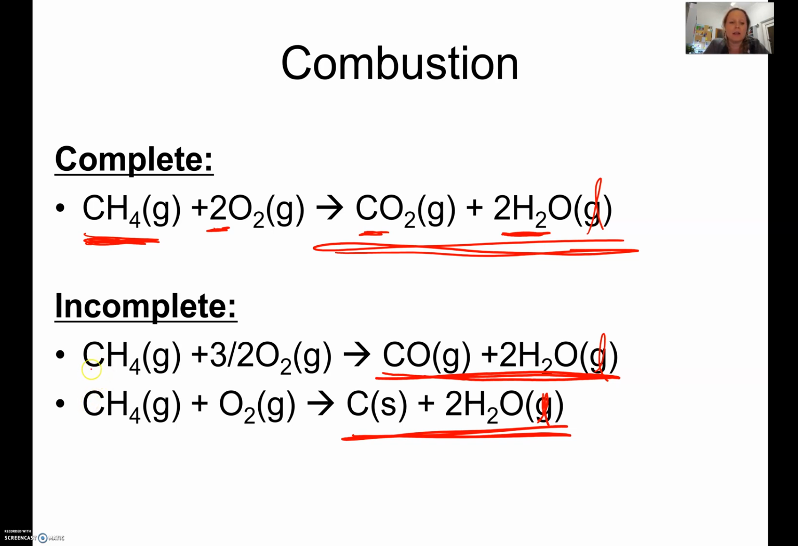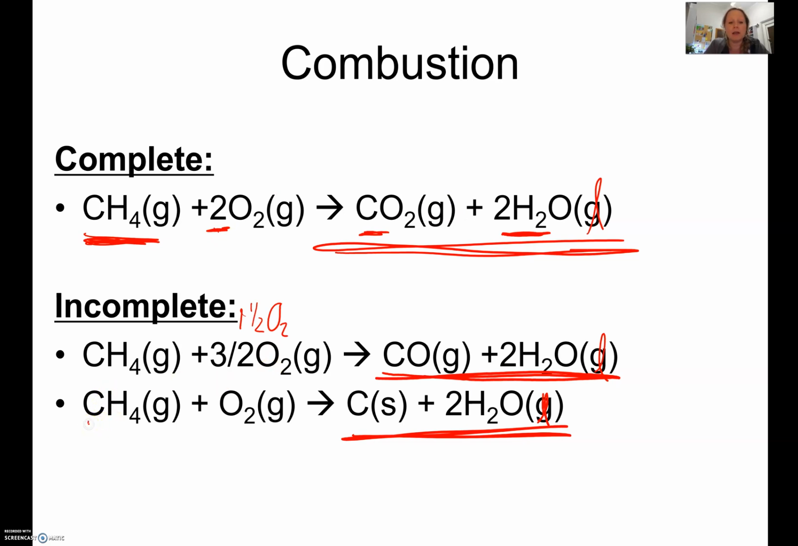If we combust methane, you've got 1 carbon, so 1 CO, 4 hydrogens, so 2 waters, and this time you've got 2 oxygens from the water, plus 1 from the carbon monoxide makes 3. Now, O2 exists as O2, so to make 3, you need 1.5 O2, or 3 over 2. And so that's for this incomplete combustion where there's less oxygen. You can see there's less oxygen: 2 oxygens is complete, 1.5 is incomplete.